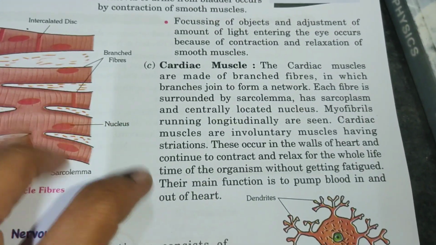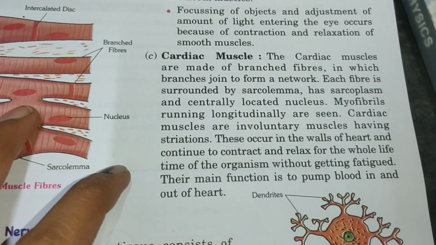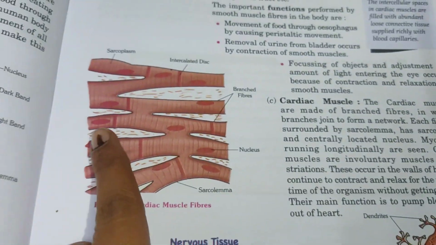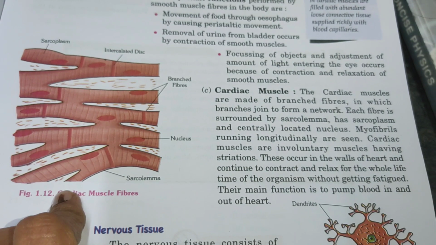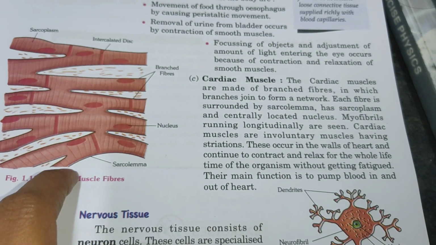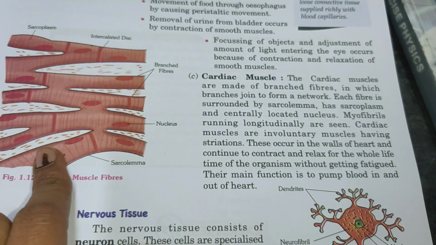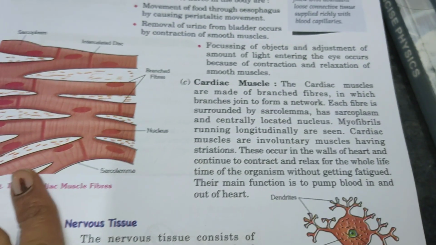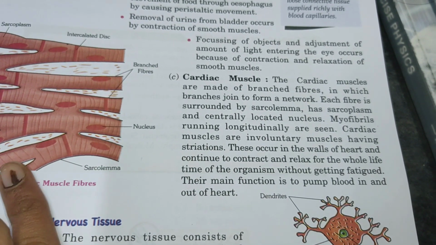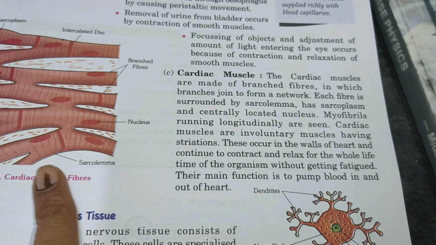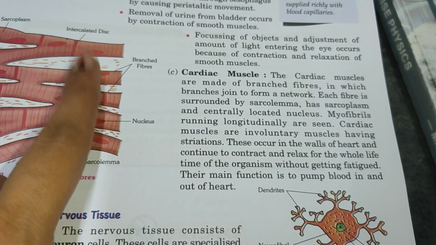Cardiac muscles are present in the heart. The cardiac muscles have branched fibers in which branches join to form a network. Each fiber is surrounded by sarcolemma and has sarcoplasm, like cytoplasm. It has a centrally located nucleus, and myofibrils running longitudinally as seen.